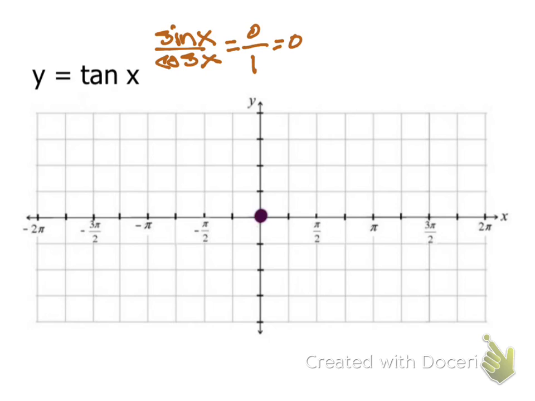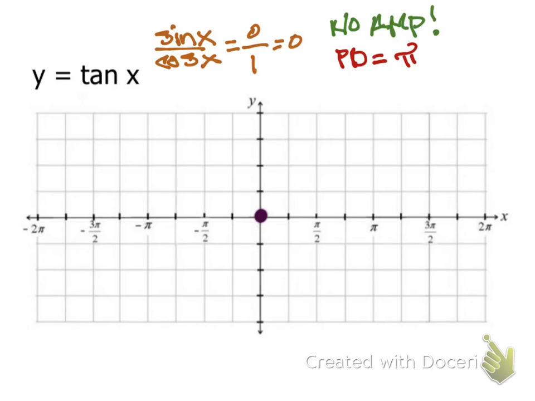What's really important to note is that tangent does not have an amplitude because there's no wave, right? And the definition of amplitude is half the height of a wave. But we're still going to use that number. I call it the fake amplitude just for our intents and purposes, okay? The other thing that's really important to know is that the period for tangent is pi, not 2 pi.